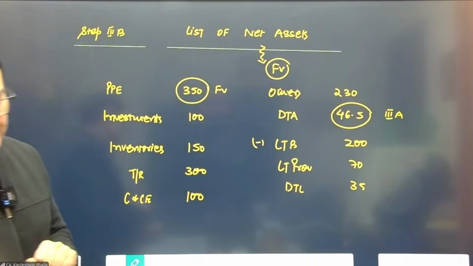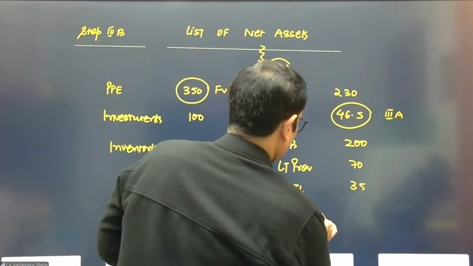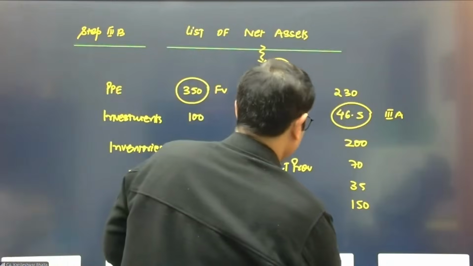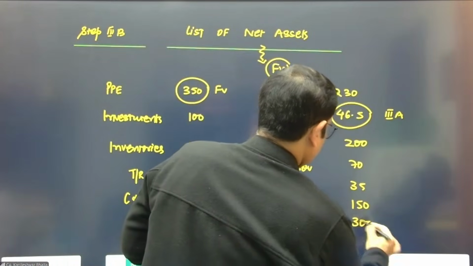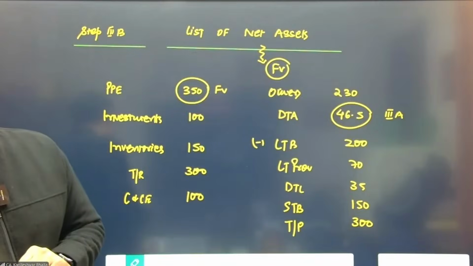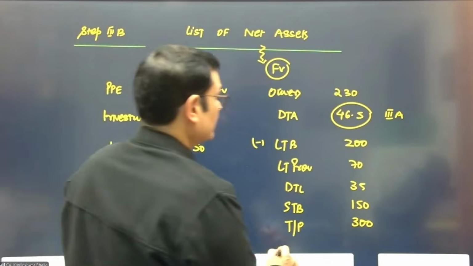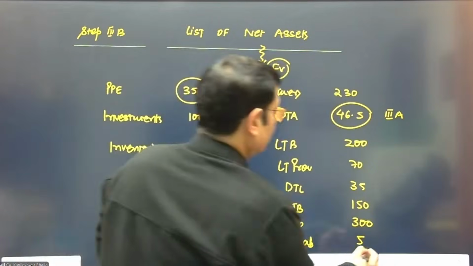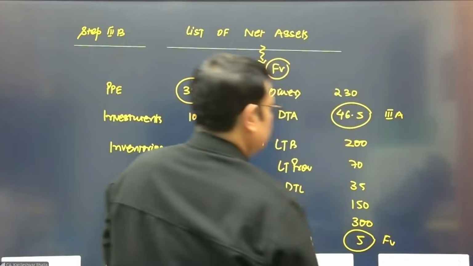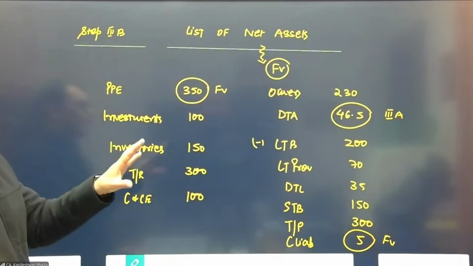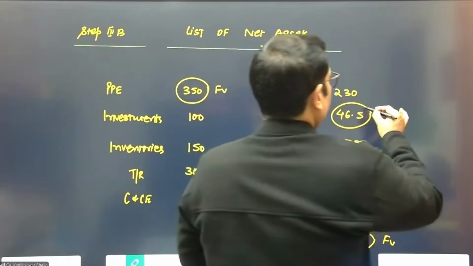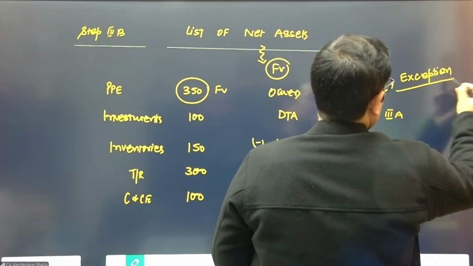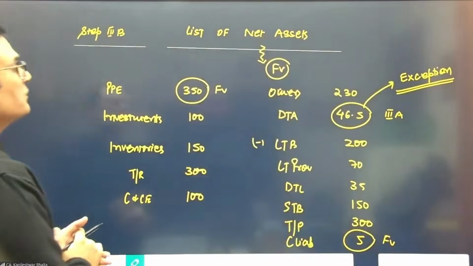Then there are short-term borrowings of 150. And then there is trade payables to the extent of 300. And I think lest we forget, there is a contingent liability whose fair value is to the extent of 5. So this contingent liability fair value is taken. So these are the two items, PPE and a contingent liability, taken at a fair value. And this is the only exception which is available in the list. In this case, we are not given any other exceptions to the recognition and measurement principle.